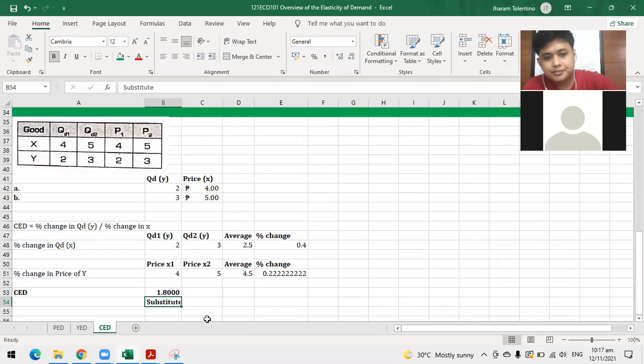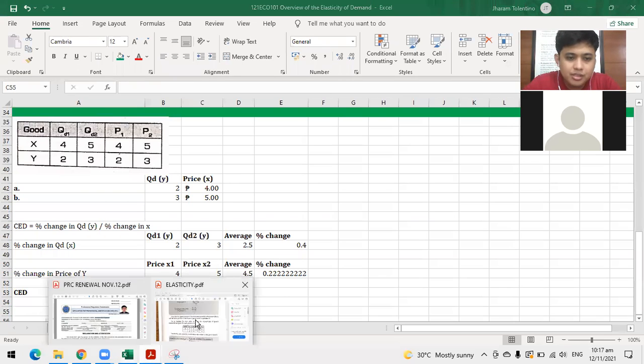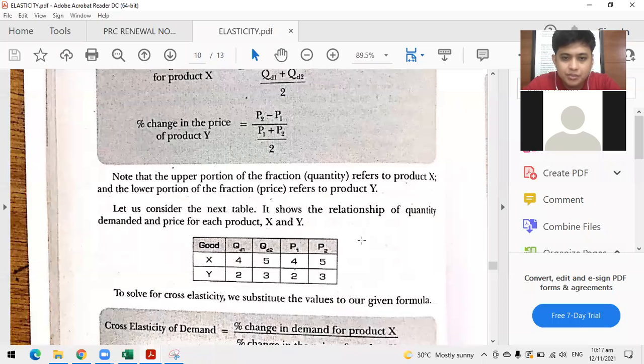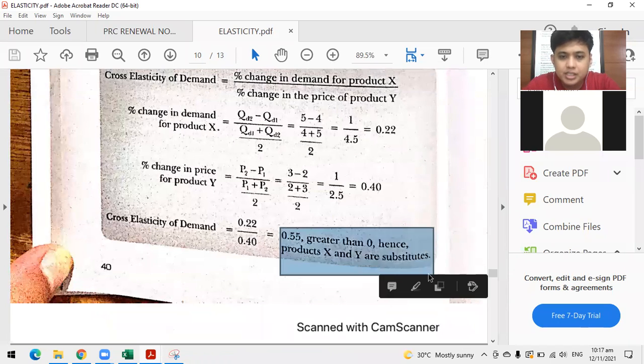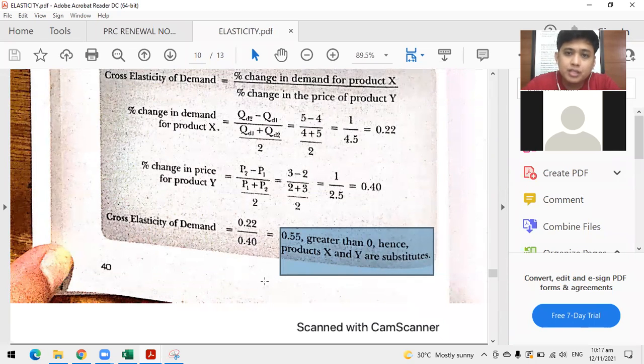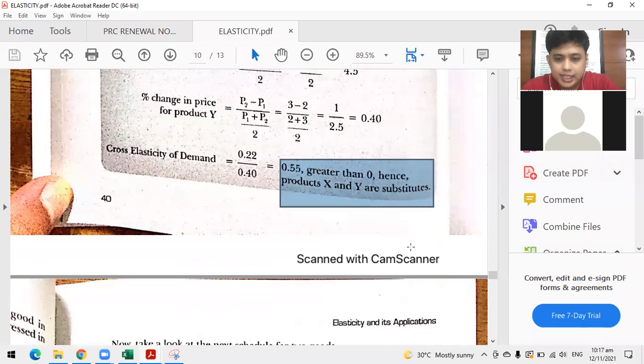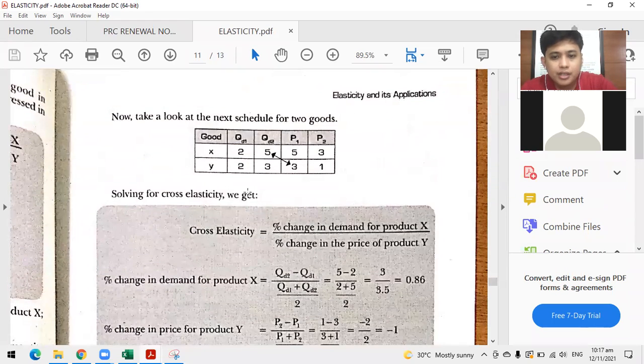So it's also considered as substitute. Substitution. Okay? So reveal natin kung the same ba tayo doon sa sinasabi ng libro. If it is a substitute, yes, we have 0.55 kanina, greater than 0, then products X and Y is substitute. When we computed naman kabaliktaran Y with the X, nakita din natin na 1.8 si Y is a good substitute of X. Okay?